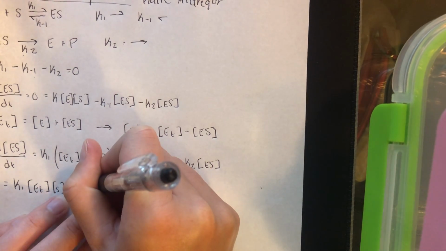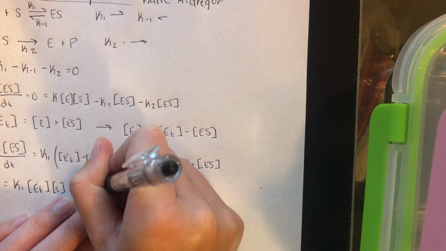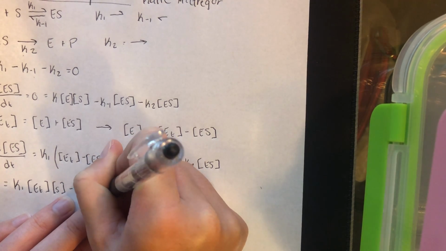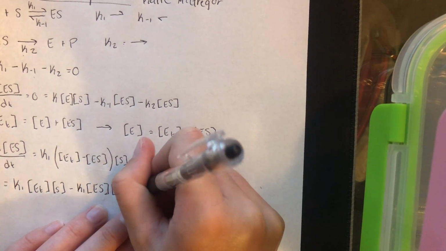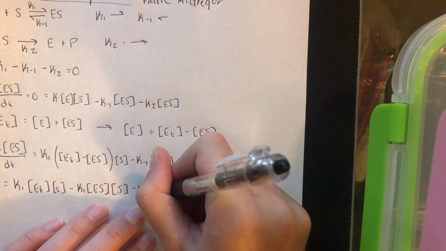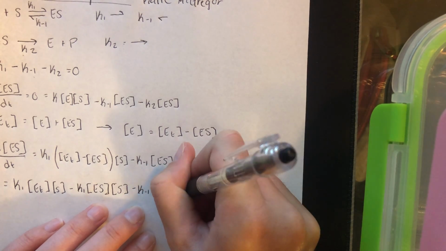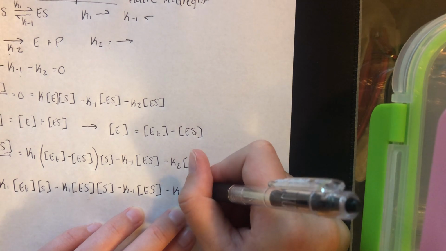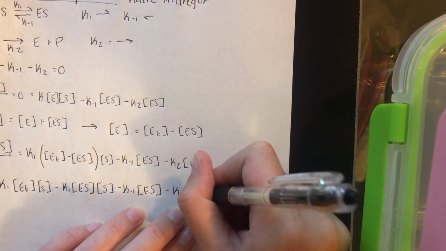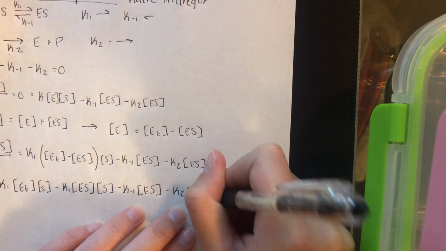K1 times ES times S minus K negative 1 ES minus K2 times the concentration of ES again.